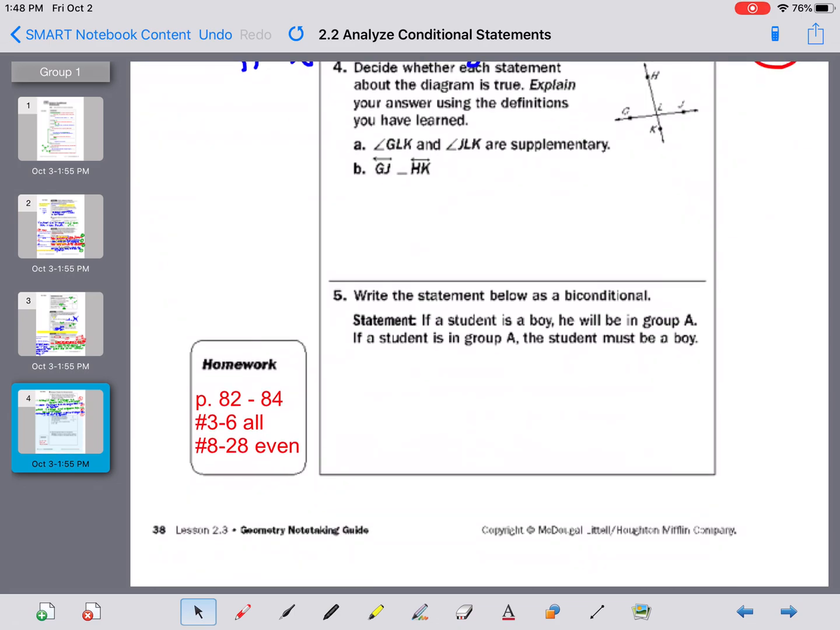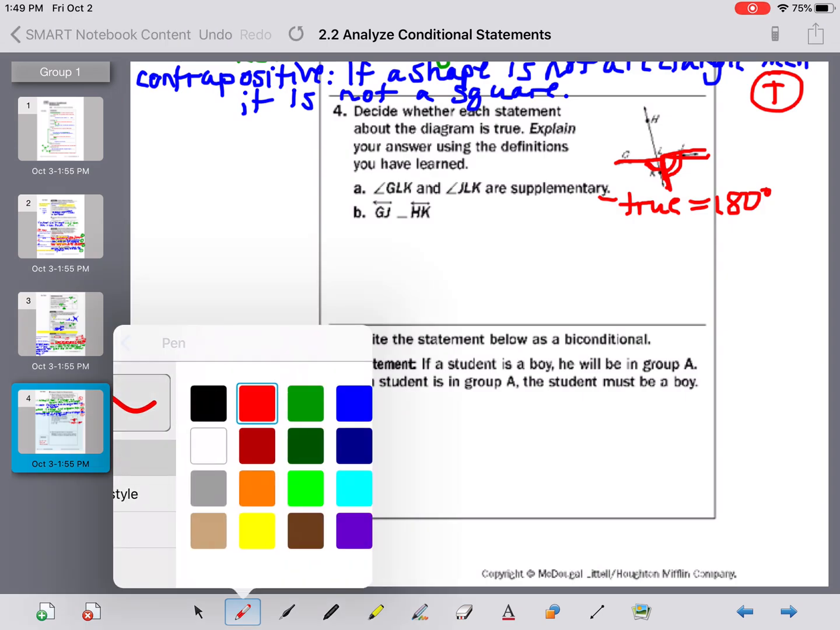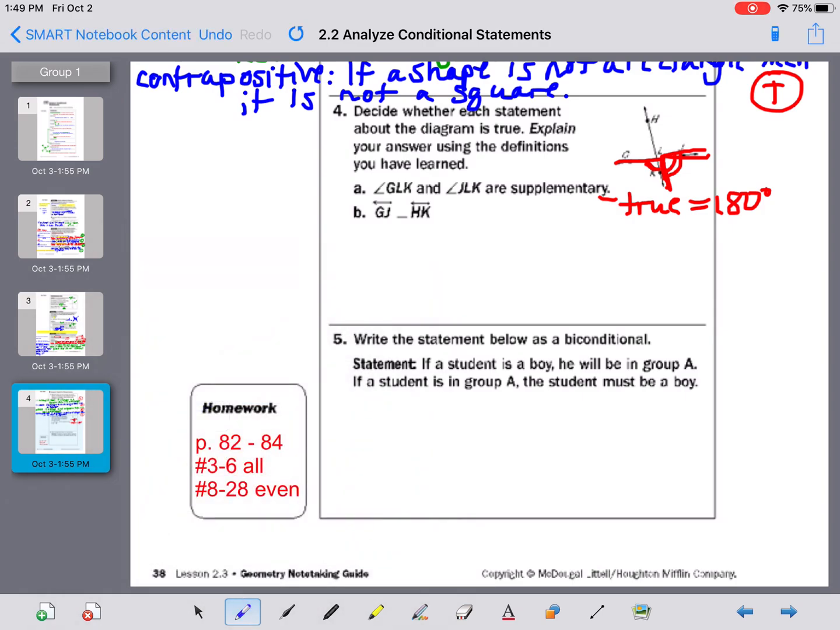All right, moving on here. Decide whether each statement about your diagram is true and explain your answer using definitions we've learned. Okay, first one here is angle GLK. GLK is this angle down here, and angle JLK, I said that wrong, JLK. Are they supplementary? And I would say true, right? They equal 180 degrees together. A line always does.